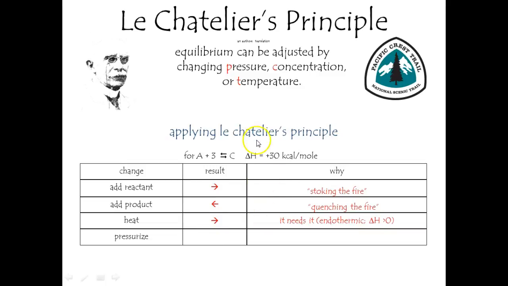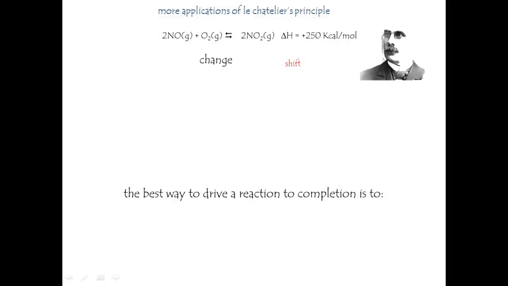Pressurize it. Right, stick it in a smaller container, squeeze it down, pressurize it. The general rule is pressurizing favors the fewer numbers of moles. In this case, A plus 3B goes to C. That means 4 moles of reactant form 1 mole of product. Yeah, this is a good situation for pressurizing. Fewer moles, 4 compared to 1. So those are the general rules for Le Chatelier's principle. Let's go ahead and apply them, and we'll be done with this whole concept.